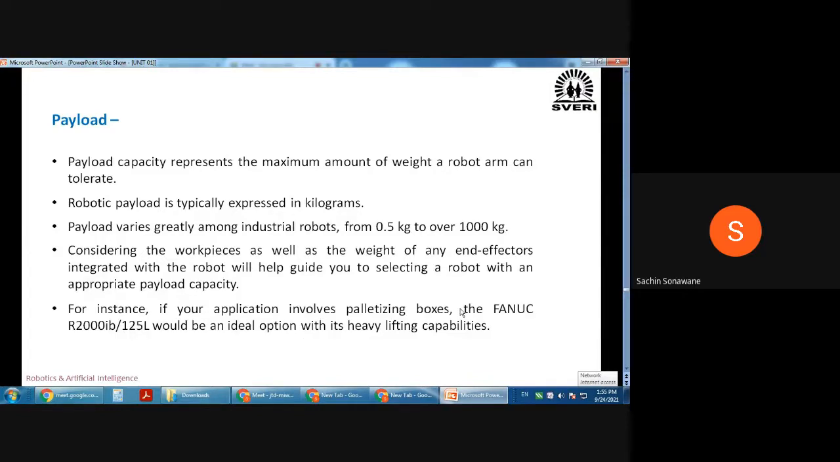For instance, if your application involves palletizing boxes, the Fanuc R2000IB/125L would be an ideal option with its heavy lifting capabilities.